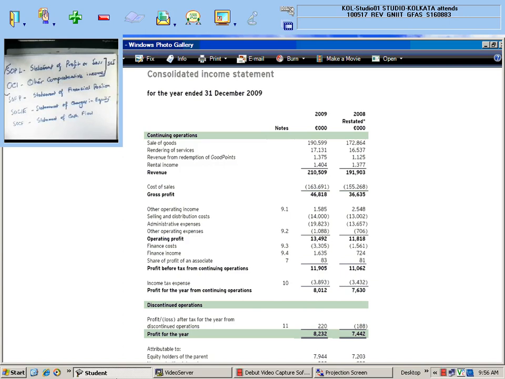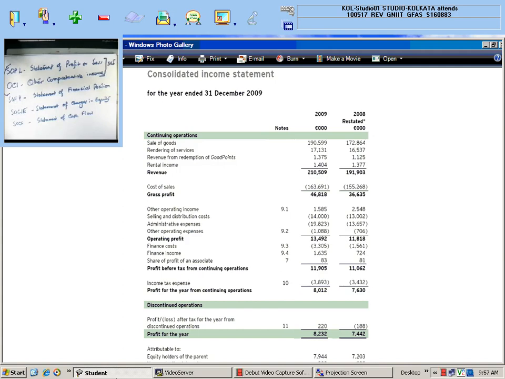Share of profit of an associate. So profit before tax from continuing operations. We are getting profit before tax from continuing operations till this point. Then income tax expense. So profit for the year from continuing operations. Then discontinued operations. Discontinued operations will only have a single line item: profit or loss after tax for the year from discontinued operations. So one single line item is there.